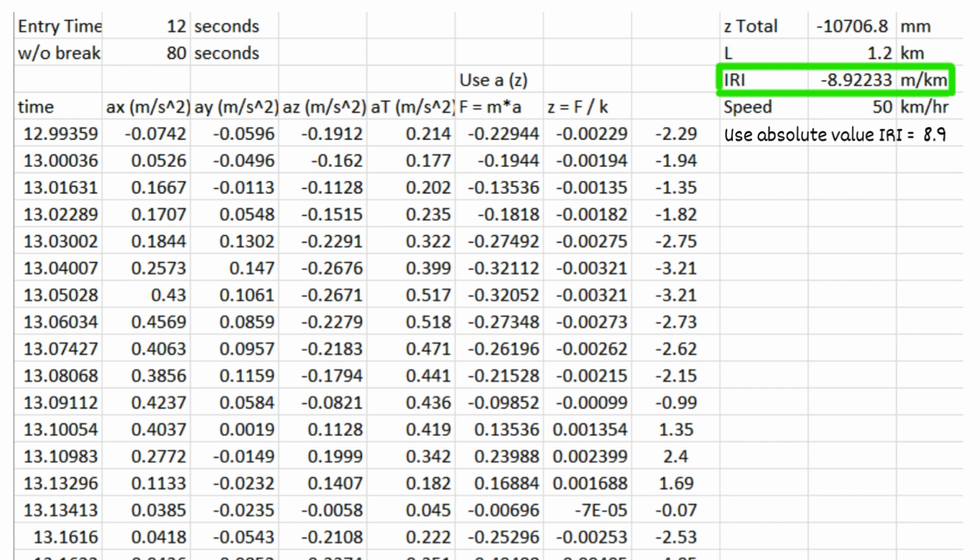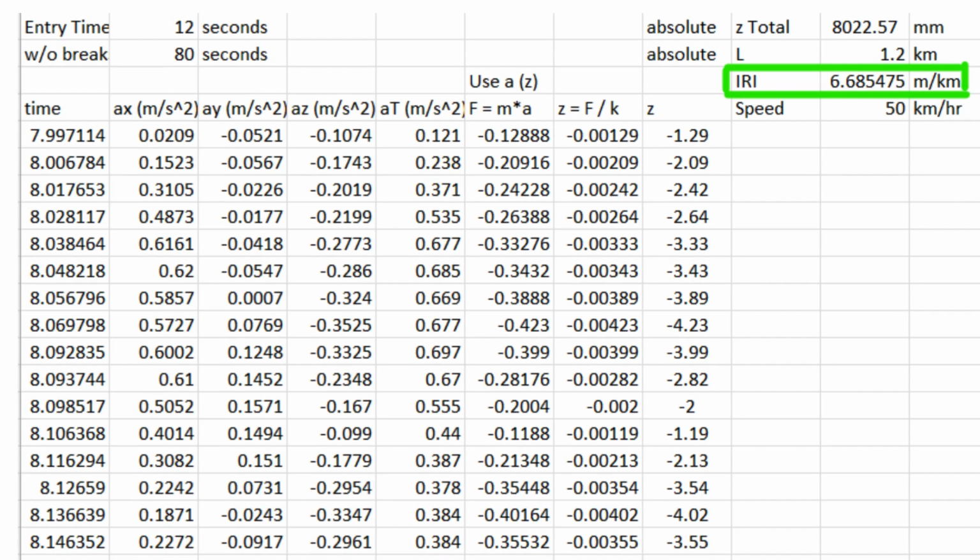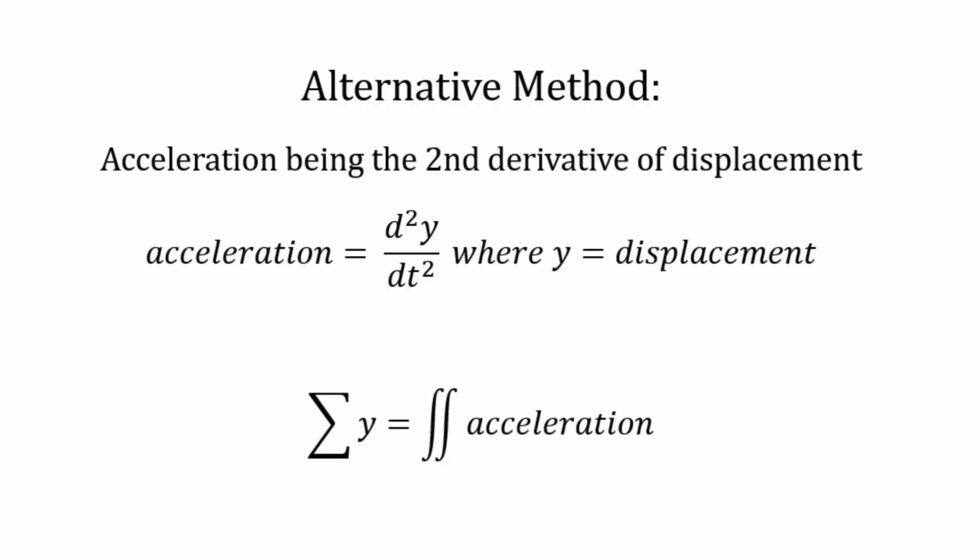The roughness index is in meters over kilometers for a ride with speed of 50 kilometers per hour. An alternative method is using acceleration as the second derivative of displacement and integrating the acceleration data twice using numerical methods like trapezoidal or Simpson's rule.